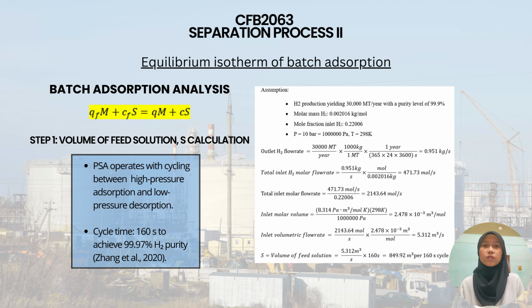Next, we can use the hydrogen inlet mole fraction to calculate the total molar flow rate. The inlet molar volume was obtained by using the ideal gas law, giving an inlet volumetric flow rate of 5.312 meter cube per second. Multiplying by the cycle time yields a feed volume of 849.92 meter cube per cycle.